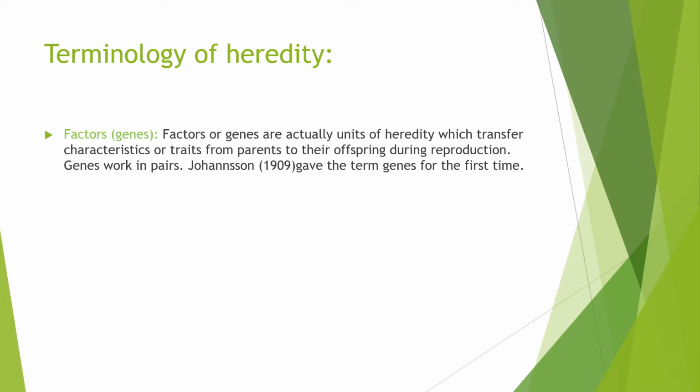The first one is factors. Nowadays we are calling them genes too. Factors or genes are actually units of heredity which transfer characteristics or traits from parents to their offspring during reproduction. This is the unit which transfers our characters to the next generation when we are reproducing. Genes work in pairs. Genes have two pairs.